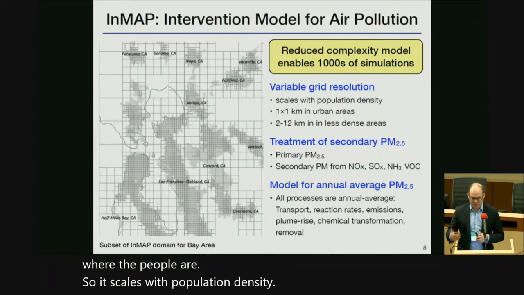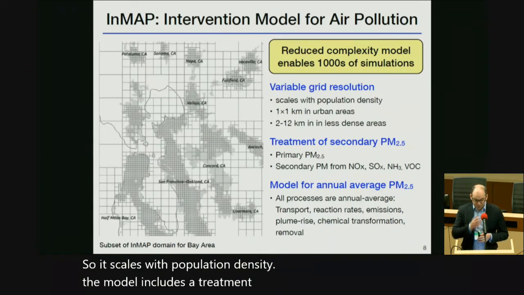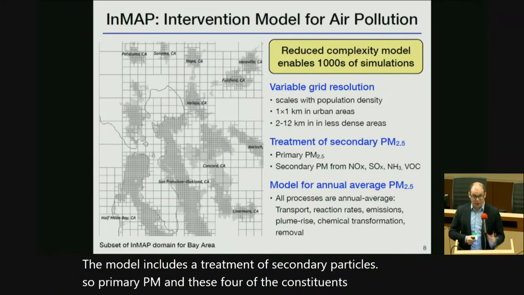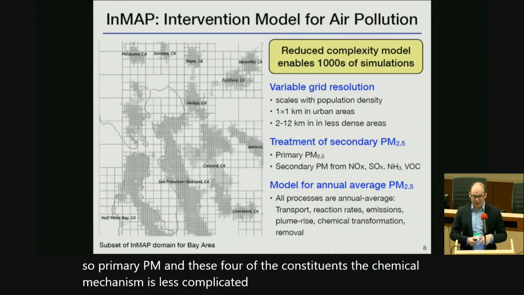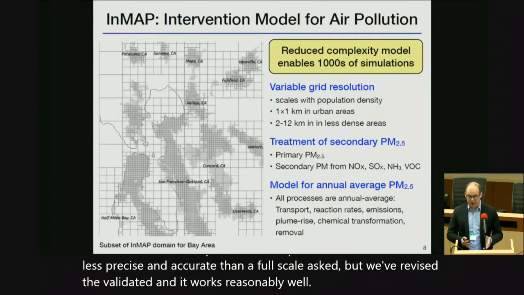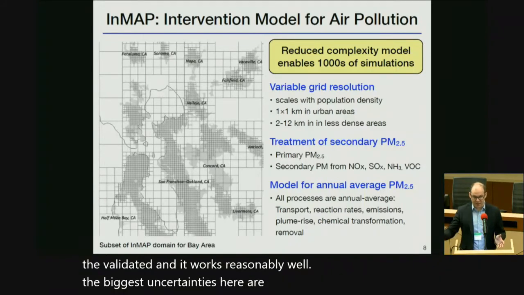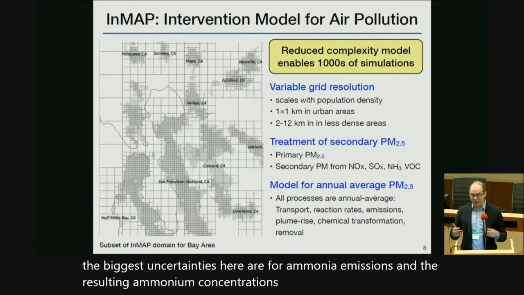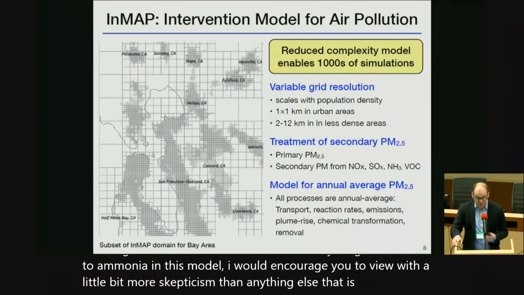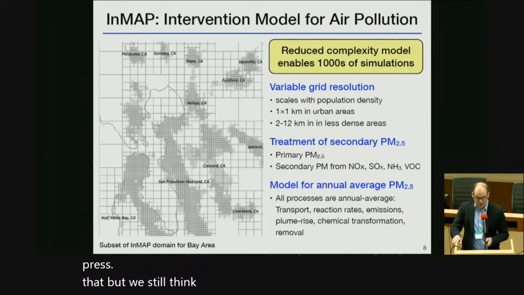The model includes a treatment of secondary particles. And so primary PM and these four other constituents. The chemical mechanism is less complicated and sophisticated, and therefore less precise and accurate than a full-scale CTM, but we've robustly validated it, and it works reasonably well. The biggest uncertainties here are for ammonia emissions and the resulting ammonium concentrations. And so anything that relates to ammonia in this model, I would encourage you to view with a little bit more skepticism than anything else. I'm just going to preface that. But we still think that it's not crazy off.